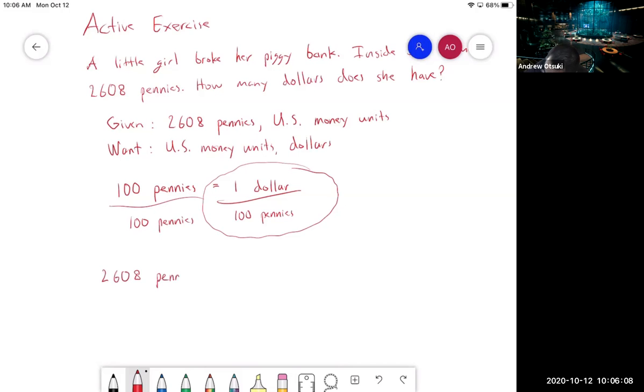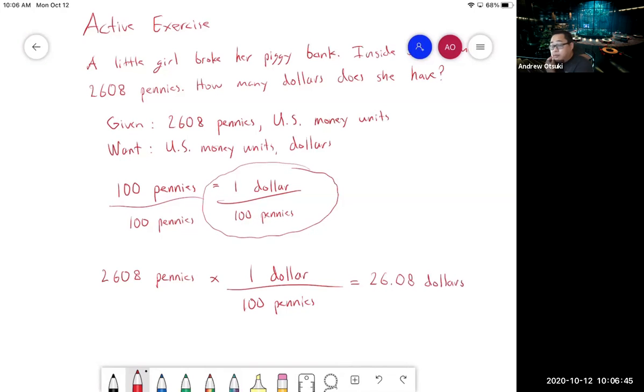2,608 pennies times $1 over 100 pennies. So we simply move the imaginary decimal point back 2 places because it's divided by 100, right? So what we get is $26.08.